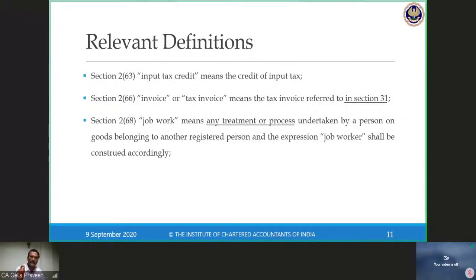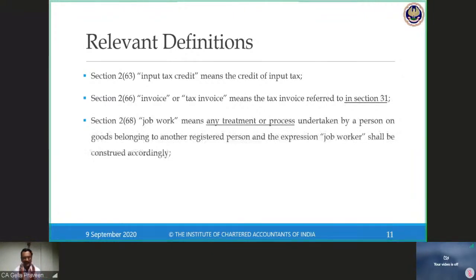Underline undertaken by a person. Now here, when I refer to this person, does it mean a registered person or an unregistered person? It can be a registered person, it can be an unregistered person. The law is silent. On goods belonging to another registered person. Here is the catchword. Use your pencil, underline goods belonging to another registered person. So, if a person is doing a process or an activity on goods belonging to a registered person, then I call this job work.